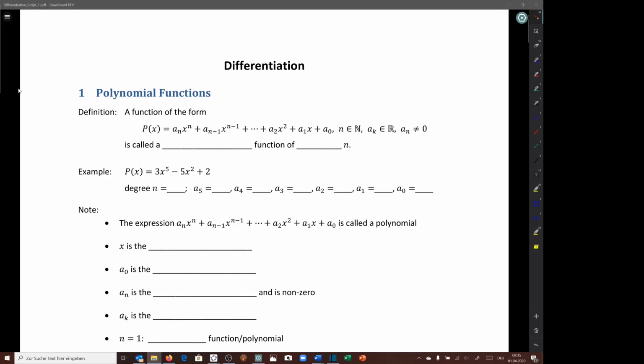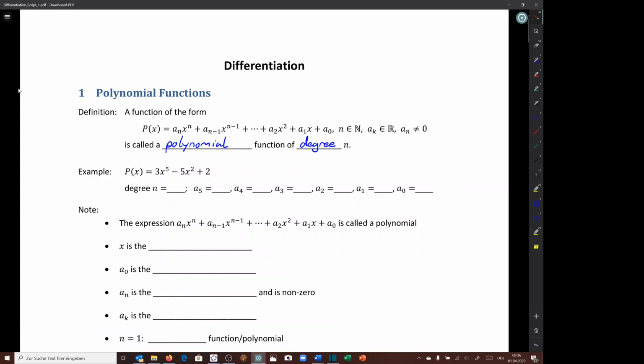Let us start now with the central topic of differentiation. And the first thing we're going to look at are polynomial functions. A function with this shape is called a polynomial function of degree n, the degree being the exponent with the highest value. Fill in this example to show that you've got the idea.